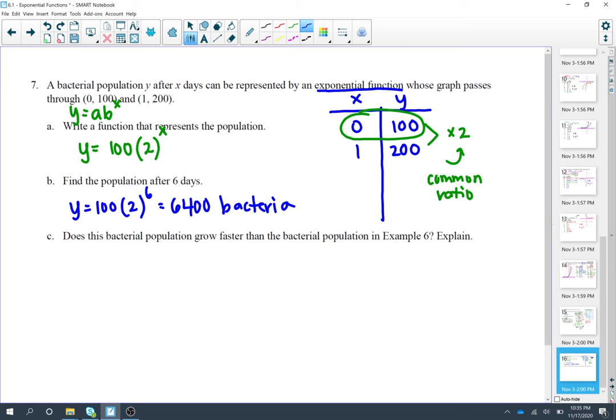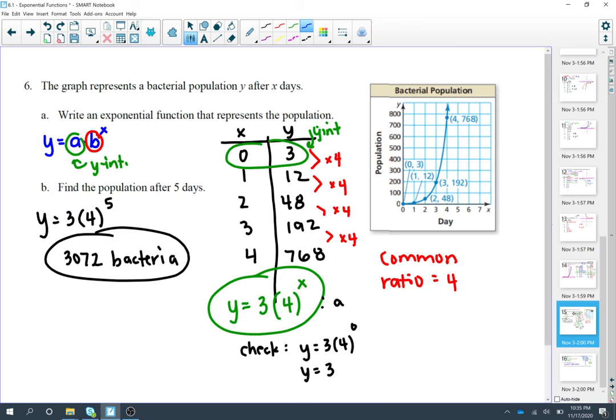Now, part C. Does this bacterial population grow faster than the bacterial population in example 6? Explain. Well, if I'm looking at day 6, this population has 6,400 bacteria. I'm going to flip back for a minute, and I know that after day 5, the bacterial population in example 6 has a population of 3,072. What if I were to go to day 6 there? That one's multiplying by 4, by 4, by 4, by 4, by 4, which got us 3,072. If I multiply by 4 again, that's going to give me 12,288. That's huge.